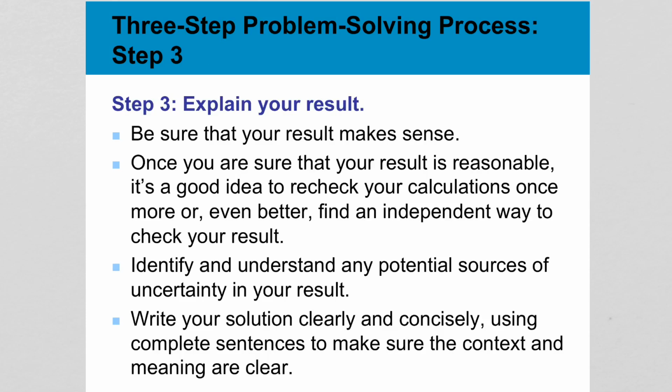Once you are sure that your result is reasonable, it's a good idea to recheck your calculations once more, or even better, find an independent way to check your result. Especially on tests, always double check to make sure you haven't made a calculator error, where you've put in the wrong number by accident or something like that. Identify and understand any potential sources of uncertainty in your result, and write your solution clearly and concisely using complete sentences to make sure the context and meaning are clear.